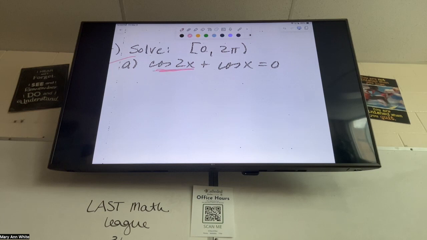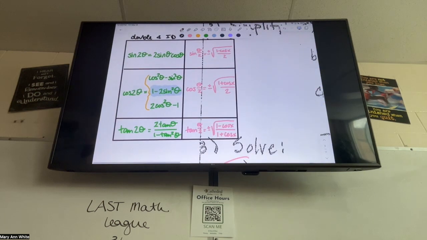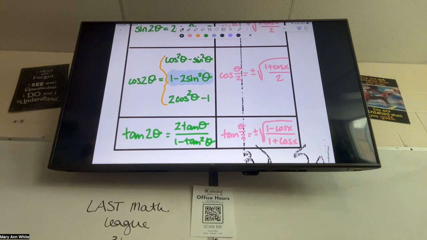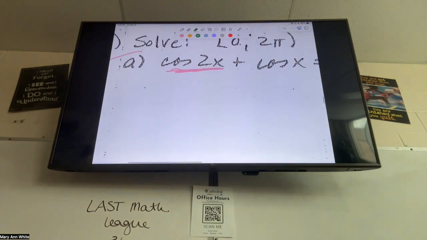Go to your identities, cosine of 2x. Let's see, where am I at? Oh, mine's already here, perfect. Which one of these do you think would be the best to plug into what we're using right now? Good, 2 cosine squared theta minus 1. That way we don't bring another trig function involved, we just have cosines in here. So I'm gonna replace cos 2 theta with 2 cosine squared x minus 1. And I'm still gonna have that plus cosine x.